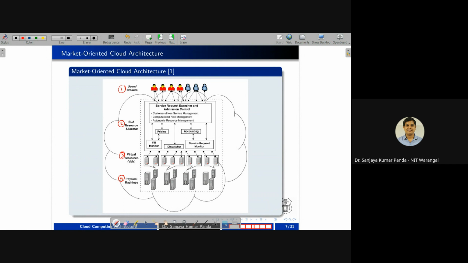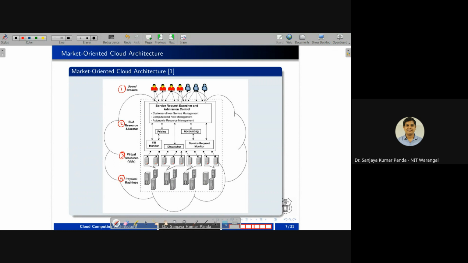It is not a standardized architecture that can be used anywhere. If you go for any other architecture, you can find more or less the same components, but not the exact components. All the components you may not find. So in the upper layer, you have the user and broker.